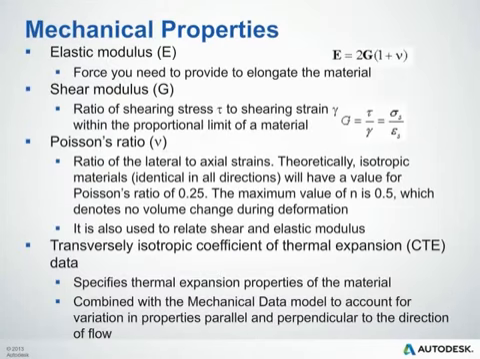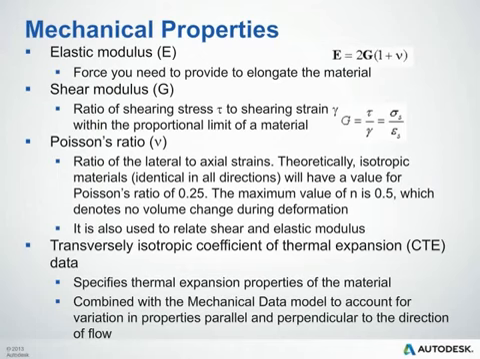So some common mechanical properties we'll discuss will be the elastic modulus, which is the force you need to provide to elongate the material. So essentially how flexible a material is. Shear modulus, which is a ratio of shear stress to shearing strain within the proportional limit of the material. And then Poisson's ratio, which is a ratio of the lateral to axial strains. This is also used to relate shear and elastic modulus.